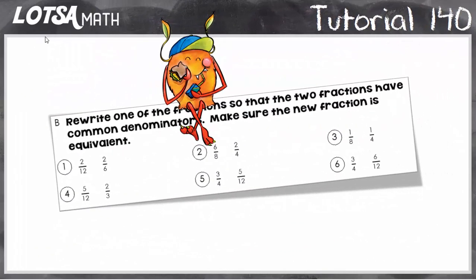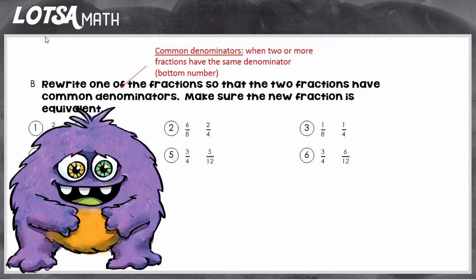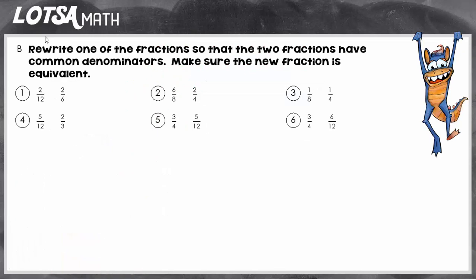For these questions, you're going to rewrite the fractions so that they have common denominators. Remember, a common denominator is when two or more fractions have the same denominator, or the bottom number. The directions also say to make sure the new fraction is equivalent. It's got to stay equal. So let's do some examples together.